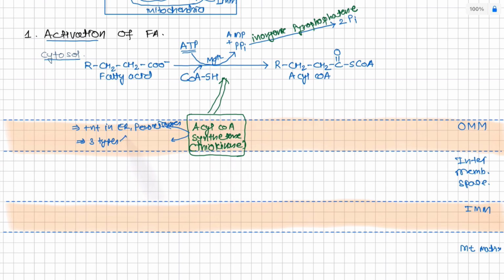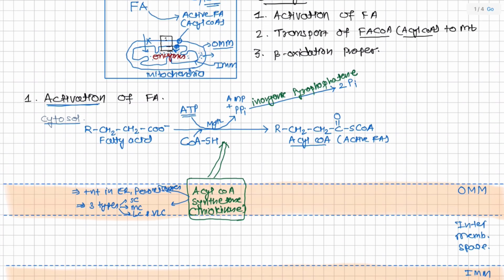One type is specific for short chain fatty acid, another enzyme is specific for medium chain fatty acid, and the third type is specific for long chain and very long chain fatty acids. And now this acyl coenzyme A is formed. It is also called an active fatty acid, right? So with the formation of this active fatty acid, our stage 1 gets completed.